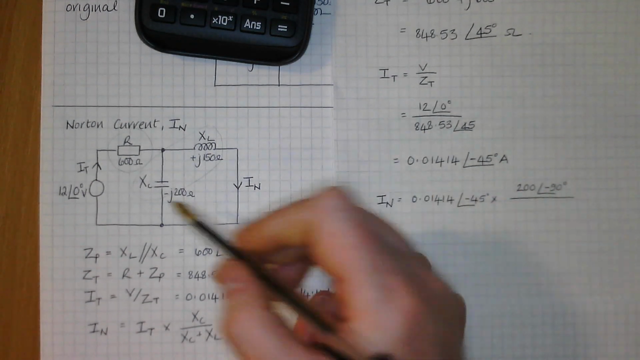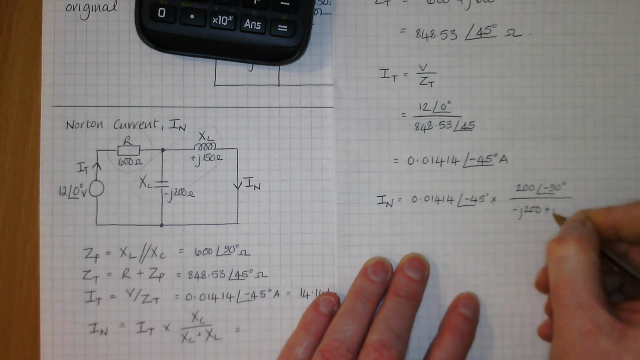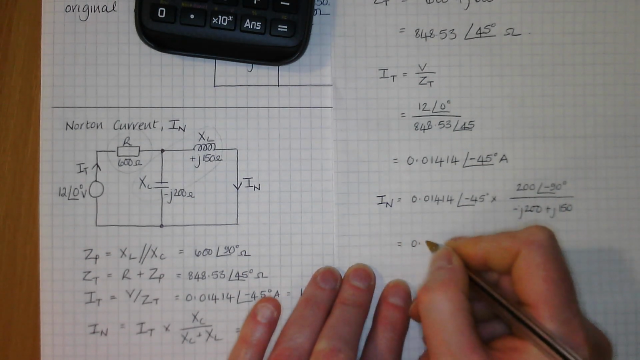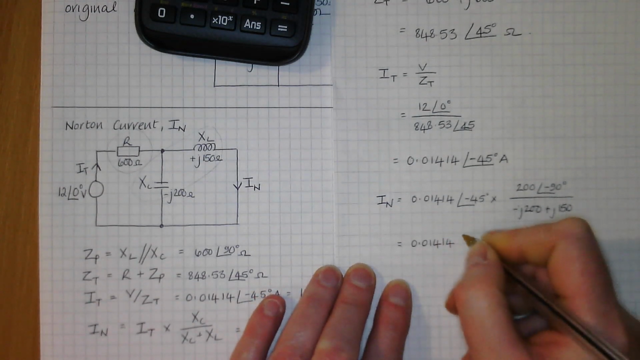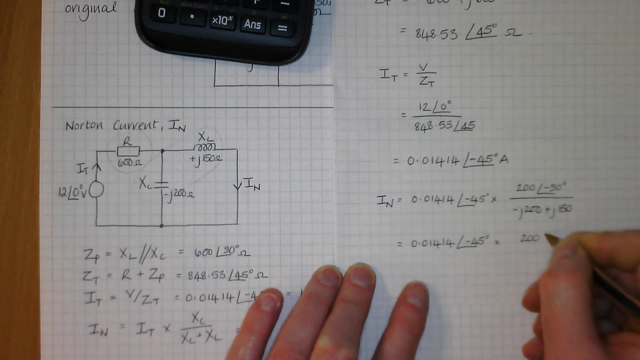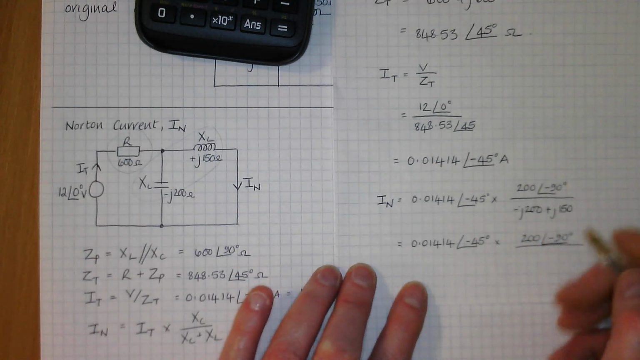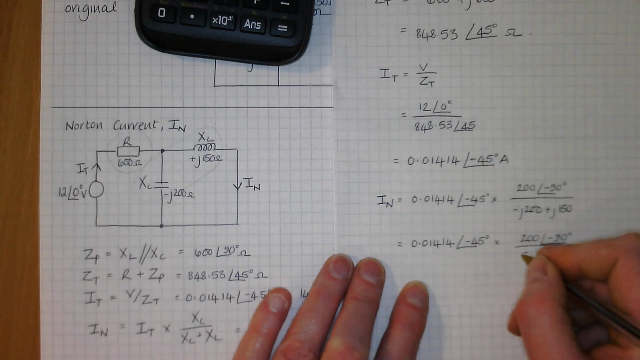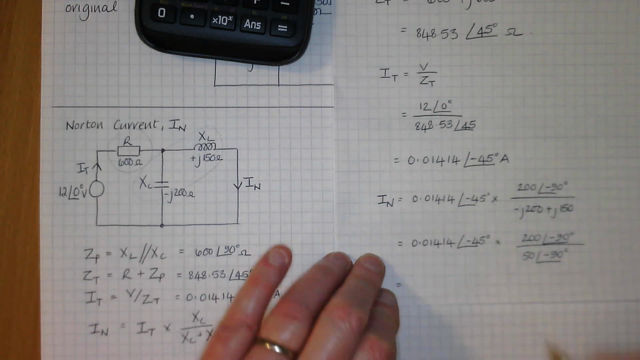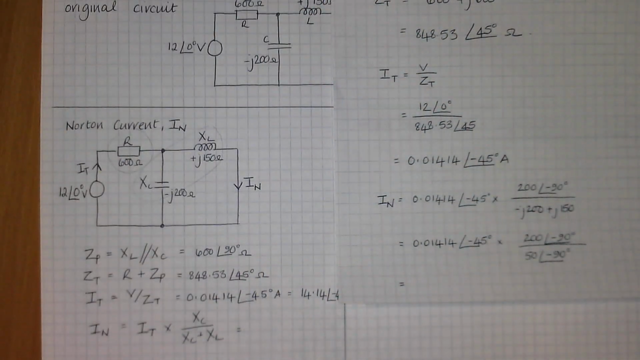Then the two branches added together, so you add and subtract in rectangular. I'll just keep that the same just now. Then that's going to be minus j200 plus j150 gets you minus j50. It's a minus j, so it's 50 at an angle of minus 90. So now you can multiply and divide the magnitudes, add and subtract the angles. It's a bit blurry today.